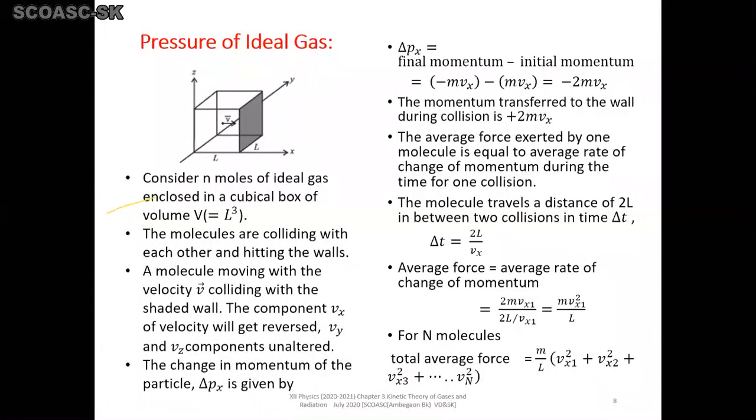Here I'm going to make a little bit more of an assumption. I'm not going to talk about collisions with each other. I'm going to consider one molecule, which is moving with some velocity v, and it has some components along the x, y, and z axes. Vx is the component along the x-axis, Vy is the component along the y-axis, and Vz is the component along the z-axis.